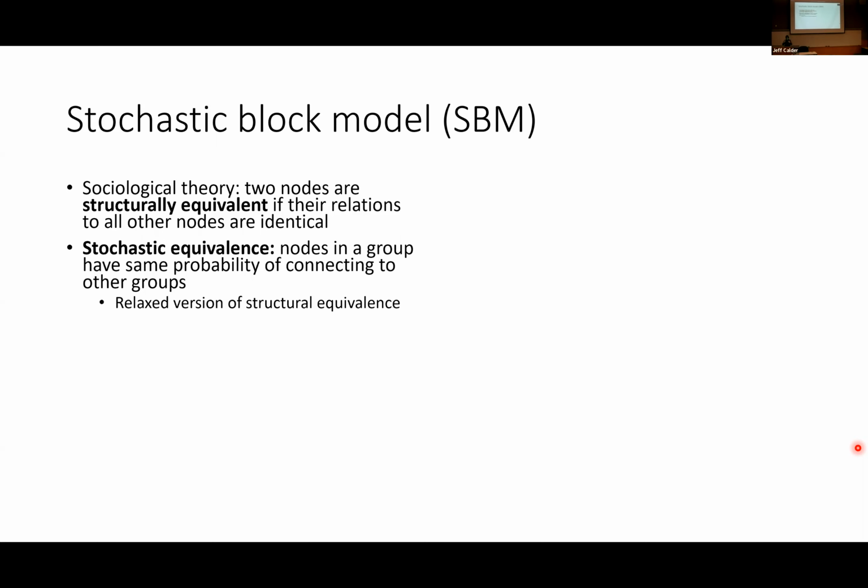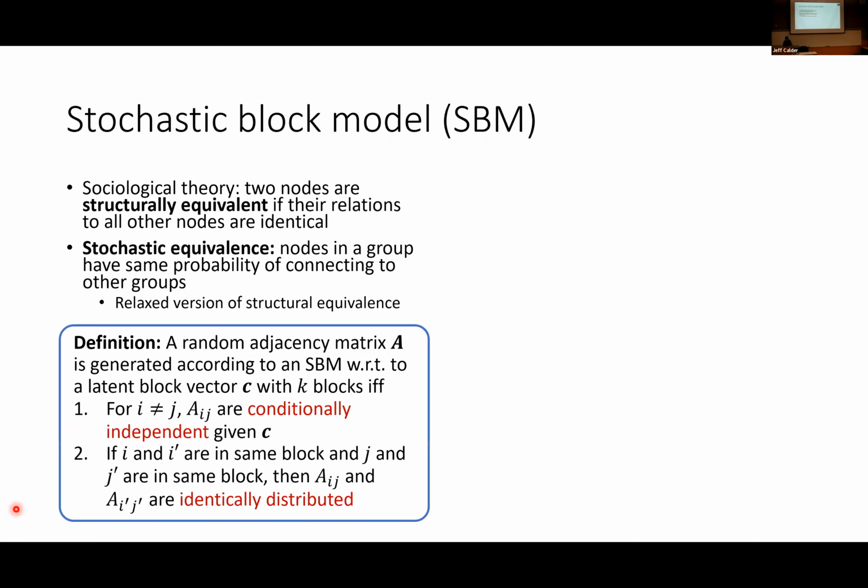So if we relax it, we can get this notion of stochastic equivalence, which says that if two nodes have the same probability of connecting to all the other people, then they're stochastically equivalent. Or in other words, if you have a group of nodes, all of the nodes in that group have the same probability of connecting to other groups. So it's a relaxed version of this structural equivalence, a probabilistic relaxation.